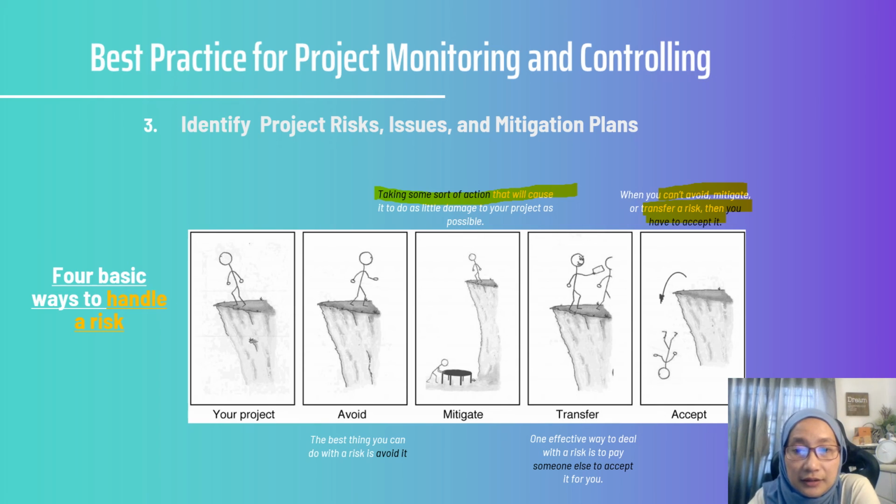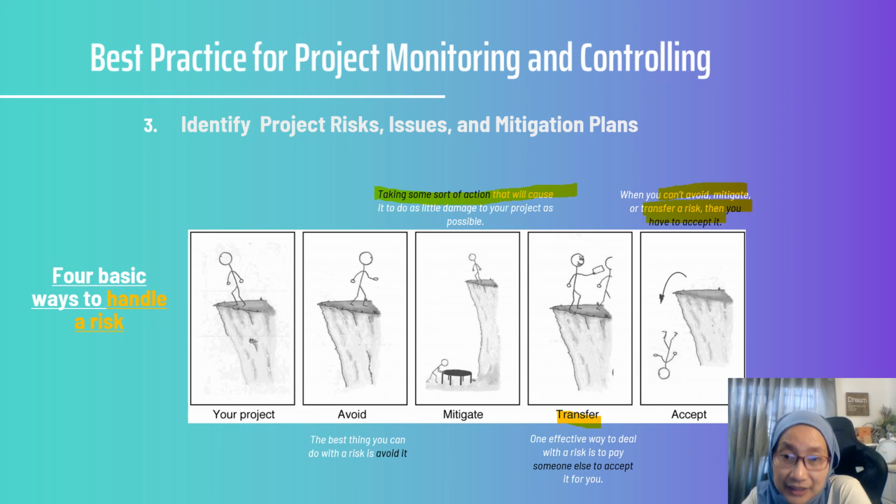Okay, and the third way is you can transfer. So one of the effective ways to deal with the risk is actually to pay someone else to accept it for you. So that's why we have outsourcing the project, because we don't want to do it. Let's say, for example, you are from a business company, so your core is not creative work, so you outsource your project to other parties so that they can do the work. So it means that you are transferring the risk to other parties, organizations.